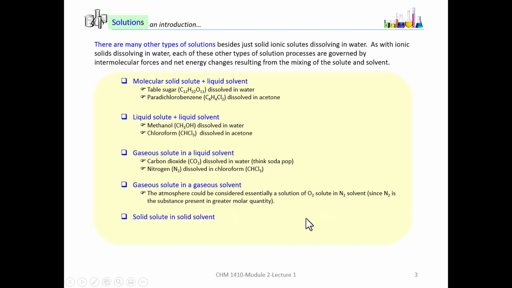How about a solid solute in a solid solvent? That seems pretty silly. If you melt them first, you can get them to dissolve in each other, and when they do, it's basically a solid solute in a solid solvent. Metal alloys would be a typical example. So bronze could be thought of in its most basic form as tin dissolved in a copper solvent.